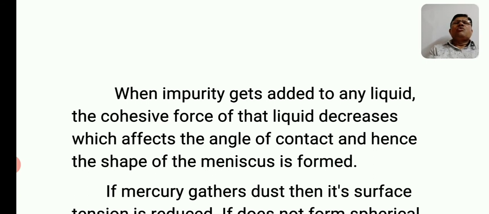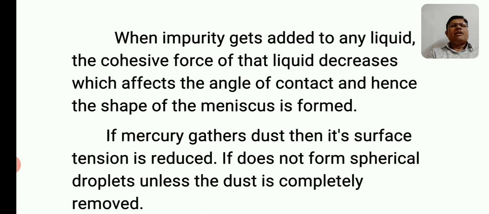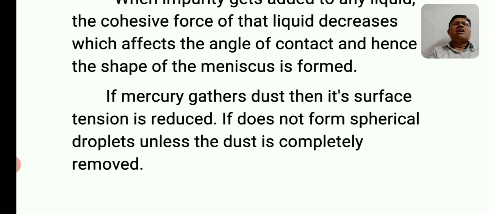That means when impurity gets added to any liquid, the cohesive force of that liquid decreases, which affects the angle of contact, and hence the shape of the meniscus formed. If mercury gathers dust, then its surface tension is reduced. It does not form spherical droplets unless the dust is completely removed.